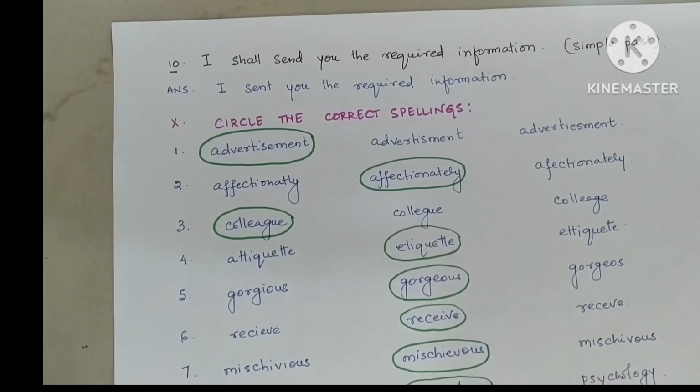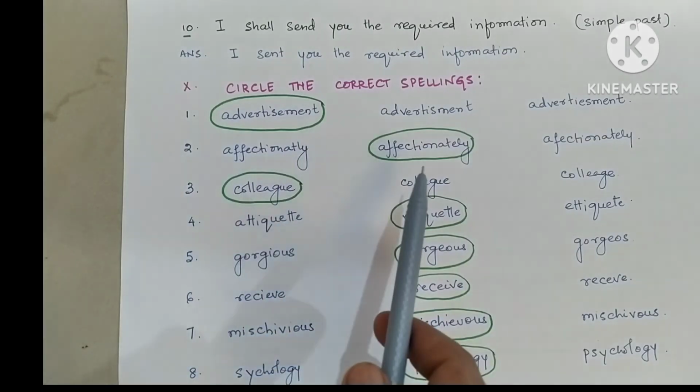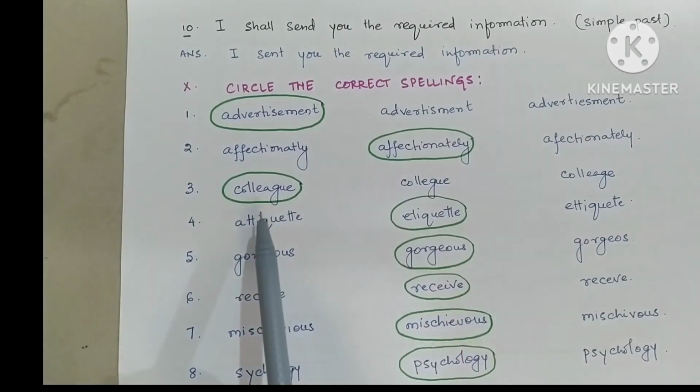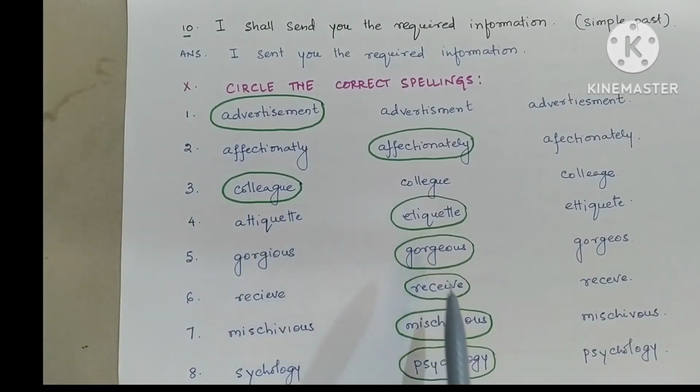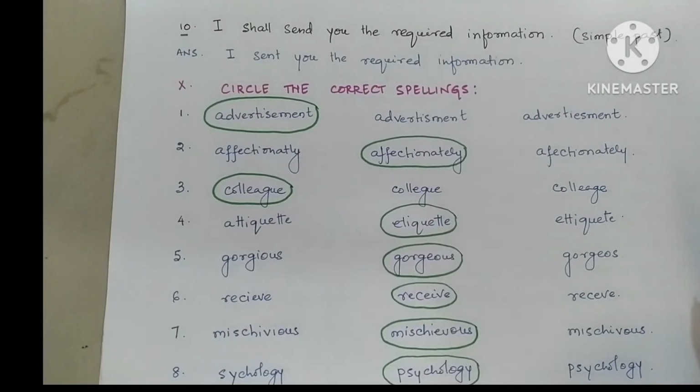Now number 10. Circle the correct spellings. You can go through this, children. Advertisement, affectionately, colleague, etiquette, gorgeous, receive, mischievous, psychology. Over here we write it as PSY, where P is silent. That is the correct spelling.